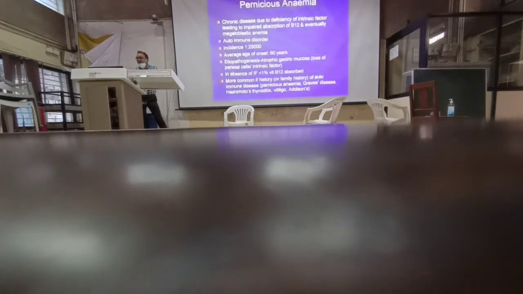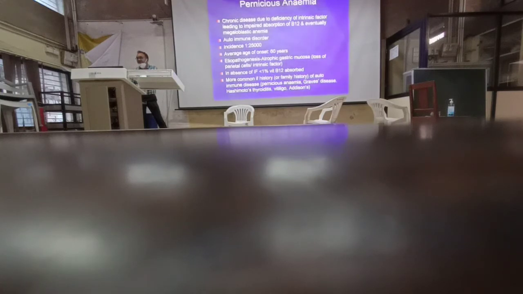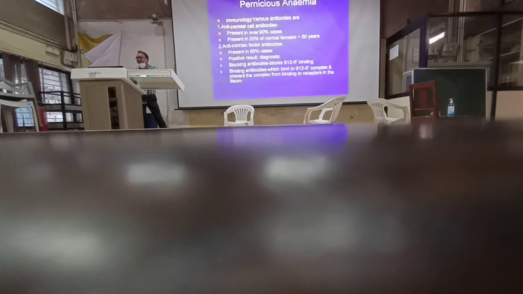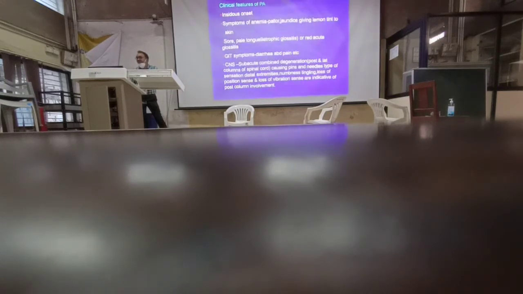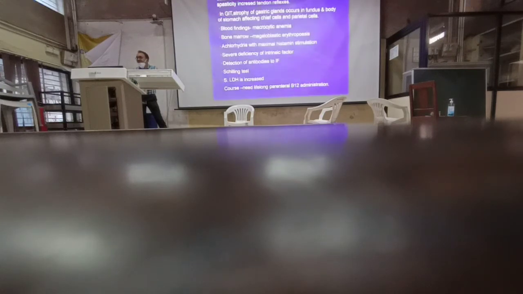I need not go into detail about pernicious anemia, but the definition is: a chronic disease due to deficiency of intrinsic factor leading to impaired absorption of B12 and eventually megaloblastic anemia. The rest of the clinical features, morphology and bone marrow findings all remain the same, but the etiology is intrinsic factor abnormality. The Schilling test is used to detect this. Clinical features will all be the same.